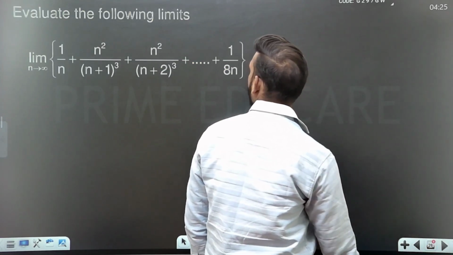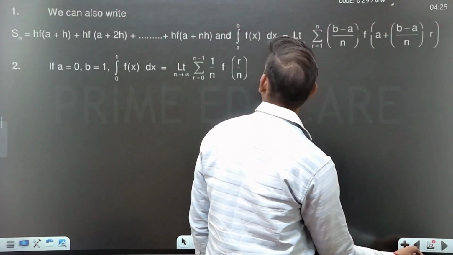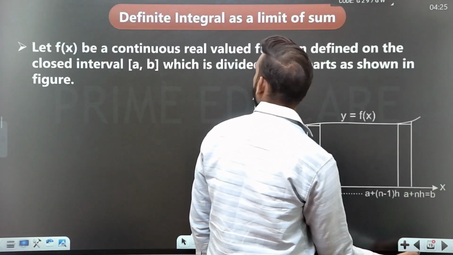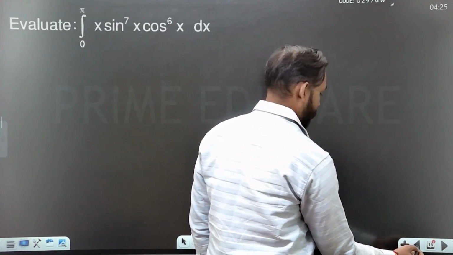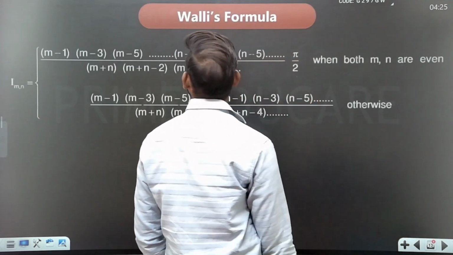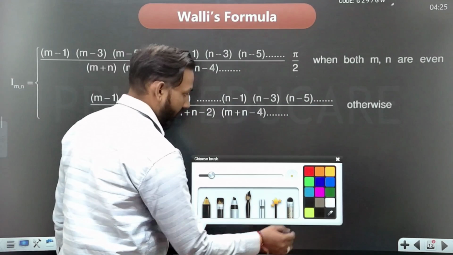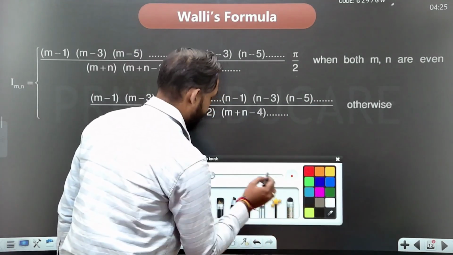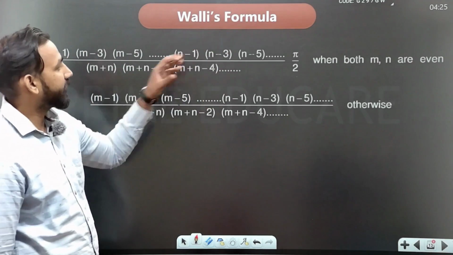Okay, it's all clear. Now we want to discuss Wallis formula. What do we want to discuss? We want to discuss Wallis formula. And what is the Wallis formula? Wallis formula will be this.